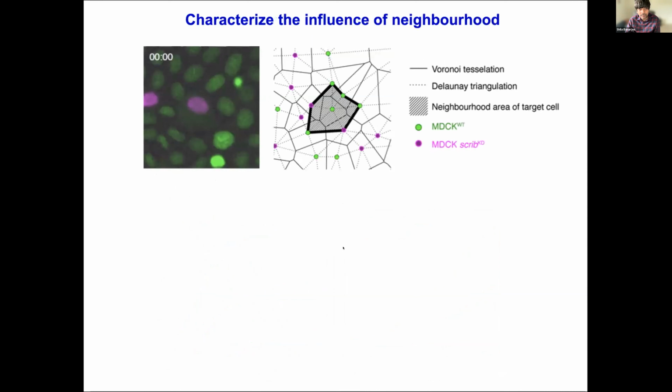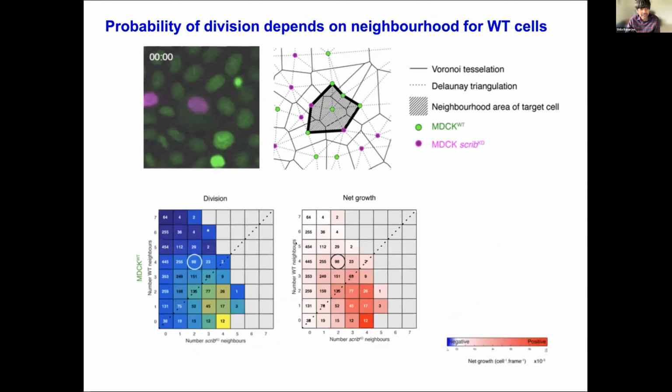So we looked at, for example, maps of division. This plot is a bit complicated, but it shows the probability of division of wild type cells when in contact with n number of mutant cells and n number of wild type cells. What we see here is that the probability of division depends on the neighborhood, right? So when wild type cells are surrounded by more mutants, they divide faster, okay?